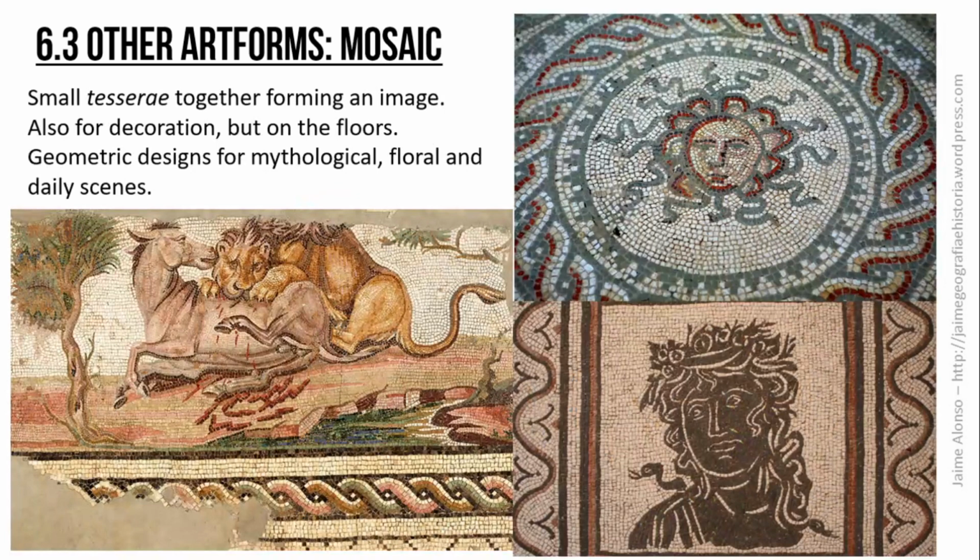The mosaics are used, as we saw in architecture, for decorating the floor, and they are formed by small tesserae, that is small pieces of ceramics that form an image. They use geometrical designs, as we have here in the bottom of the page, and also mythological, such as the Gorgon here, floral, and daily scenes.